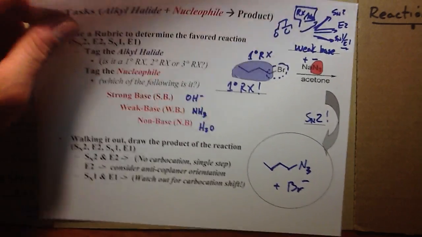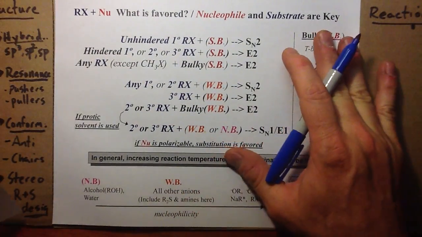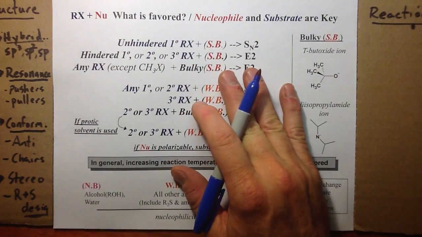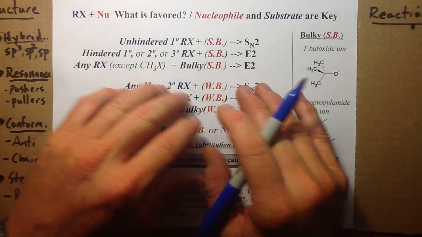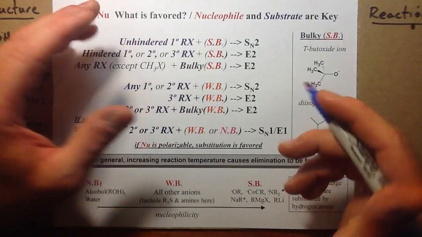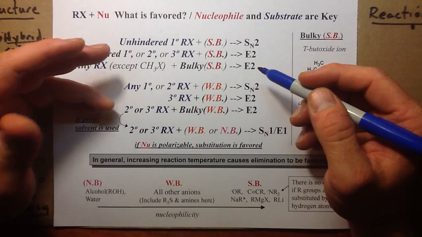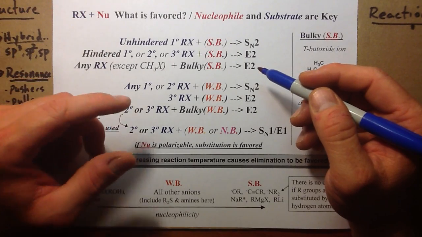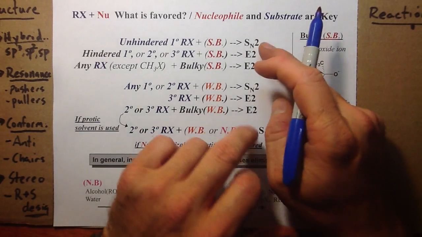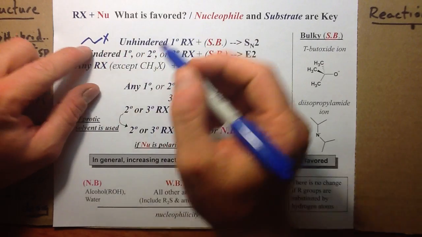Now I want to sort of end with this rubric, and there are many out there, and just go in the next recording to application of this for SN2 and E2 reactions. But let's go ahead and set for the substrate, or RX, and this nucleophile, the strong base, weak base, or non-base, the different categories and the outcomes. An unhindered primary RX is much like what we just saw.